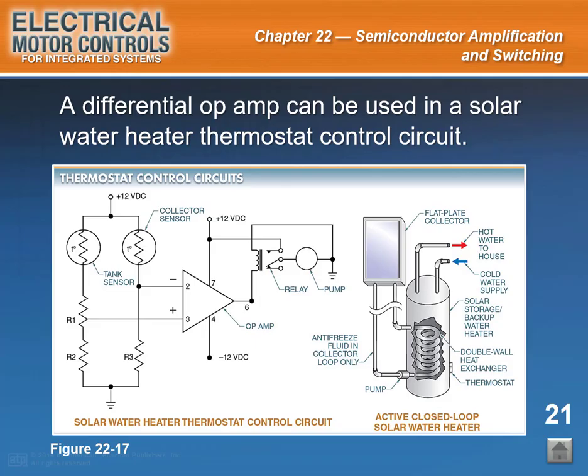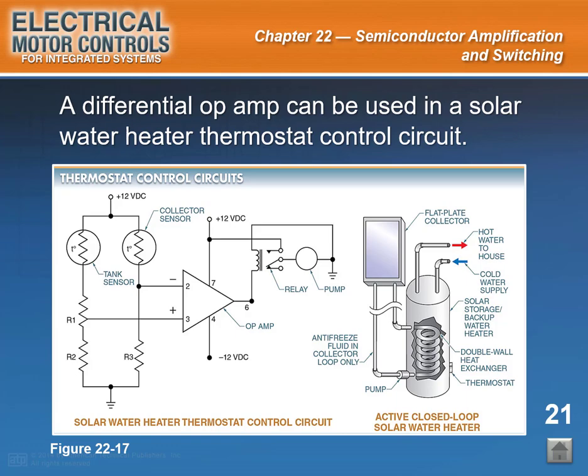A differential op-amp can be used in a solar water heater thermostat control circuit. See figure 22-17. An op-amp can be used as a differential amplifier. A differential op-amp is a type of op-amp used in differential thermostat controls for solar water heaters. Small signal changes can be detected easily in the circuit and are amplified for signaling or control purposes.